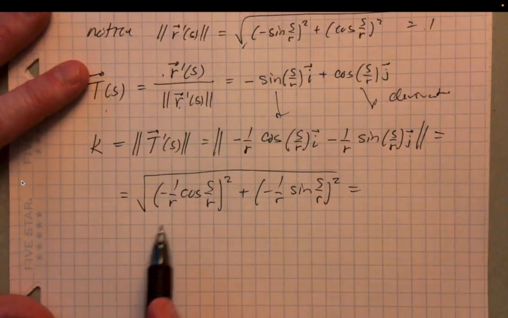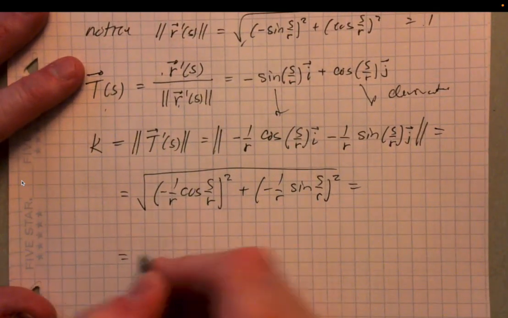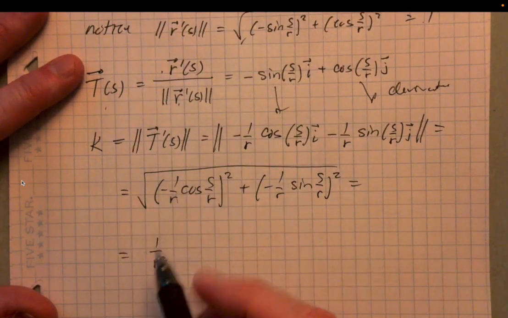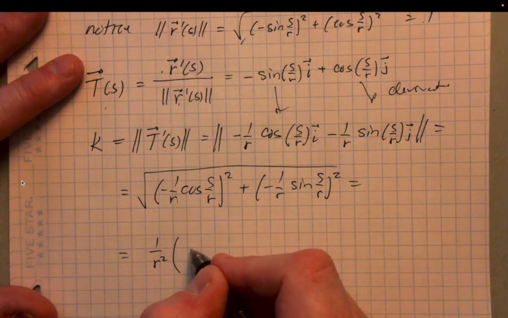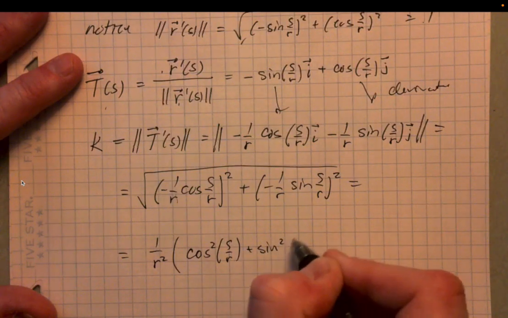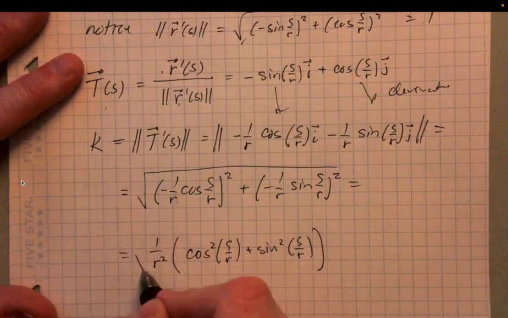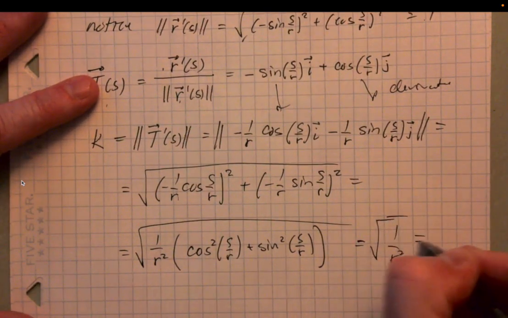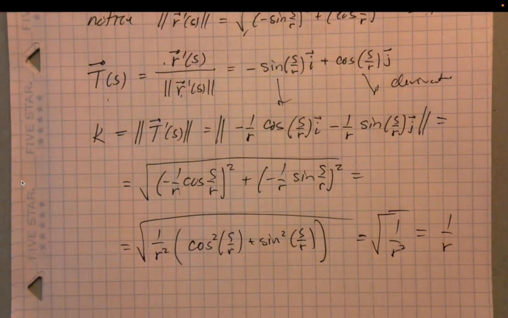Okay. And very nicely we can rewrite this, right? So this would be 1 over R squared, and I can factor that out of both of those. Then what I get is cos squared S over R plus sine squared S over R. And of course that's equal to the square root of 1 over R squared, which gets us 1 over R. So the curvature here is 1 over R, which is what we set out to show.